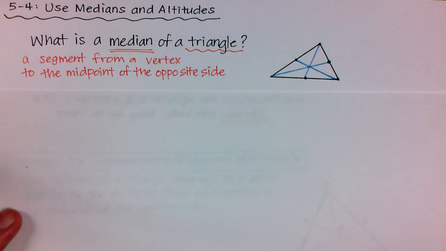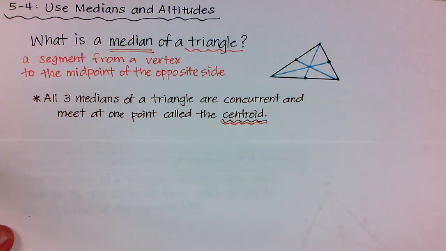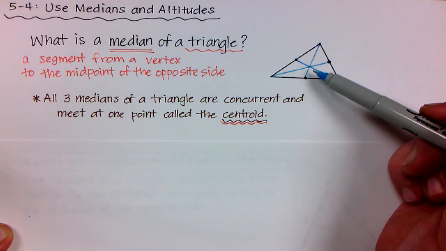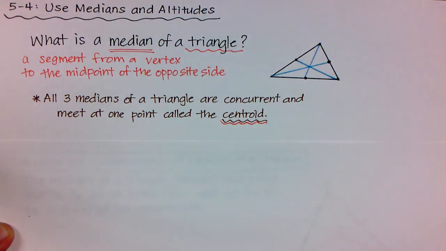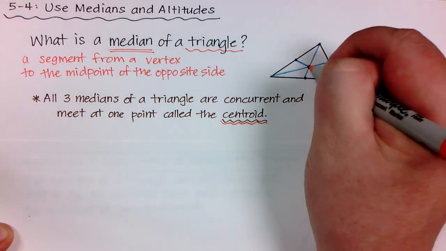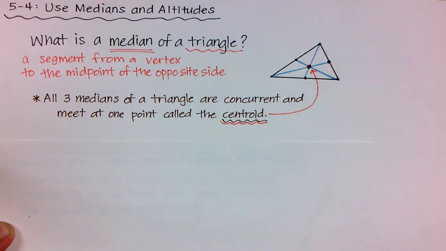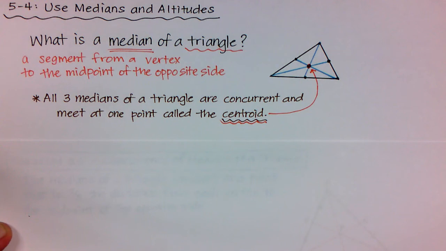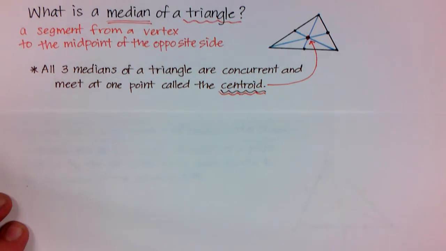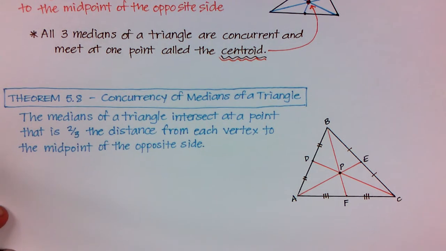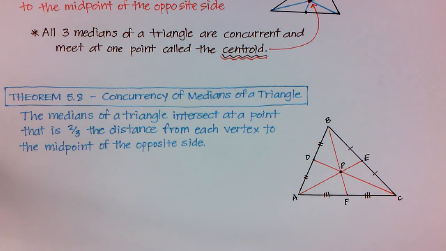Okay, so there's just a little diagram, and as you can see, all three medians of a triangle are concurrent, and they meet at one point, and that point is called the centroid. So this point right here is the centroid, where three medians meet. We're going to learn later what it means when three altitudes meet, so don't get those confused. So our first theorem is based on medians, and it's called Theorem 5.8, the concurrency of medians of a triangle.